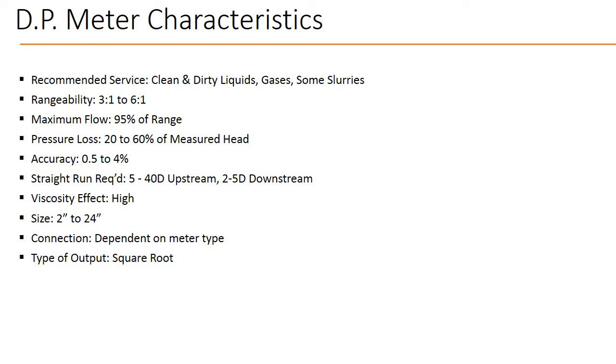Viscosity effect will be very high in case of DP meter. And what is the recommended size? 2 inches to 24 inches. Connection depends upon meter type. There are different types: flange taps, corner taps, and vena contracta taps. What is the type of output? It's square root. Volumetric flow rate is the square root of delta P. That's why we call it square root relation.